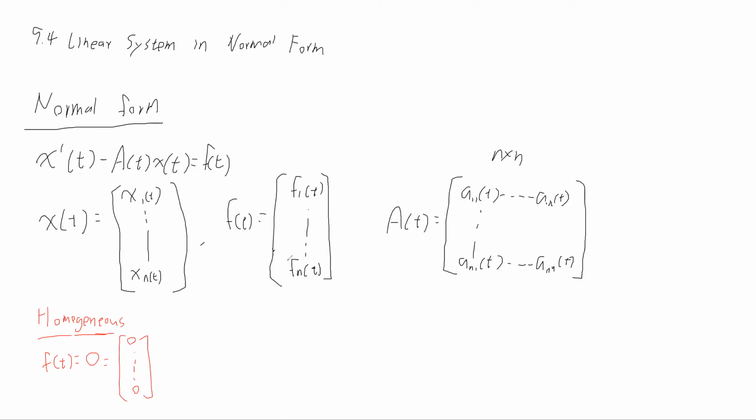For all the small functions f1 up to fn, if they're all zeros, then we say that the system is homogeneous, else it's non-homogeneous. Okay, so if one of the little functions f1 up to fn is not a 0, then we say that the system is non-homogeneous.